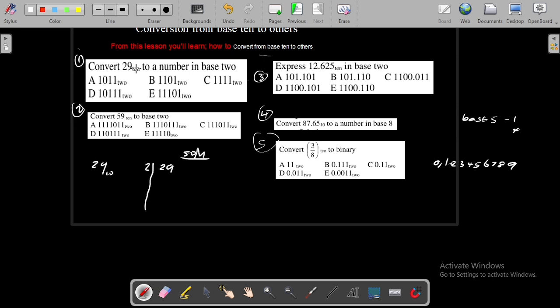So base 2 means we are dividing the number by 2. The highest number you can find in base 2 is 1. In base 2, the digits are 0 and 1. These are the only numbers you can find in base 2.